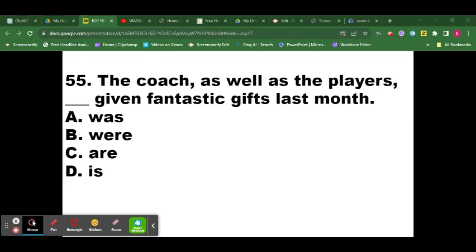So because the coach here is singular and we are talking of last month, which by the way is a past event, A is correct, okay? Because here we are actually dealing with a past tense. So the coach as well as the players was giving fantastic gifts last month.